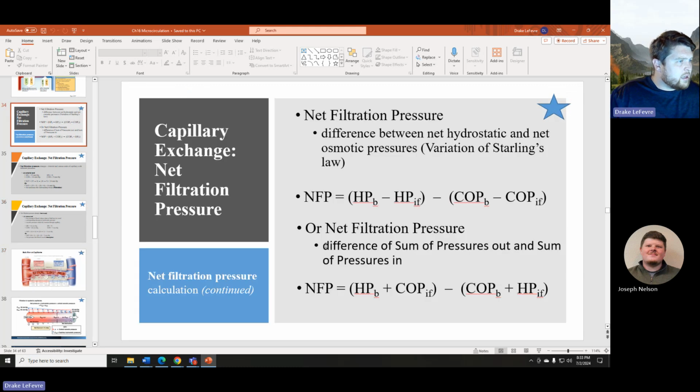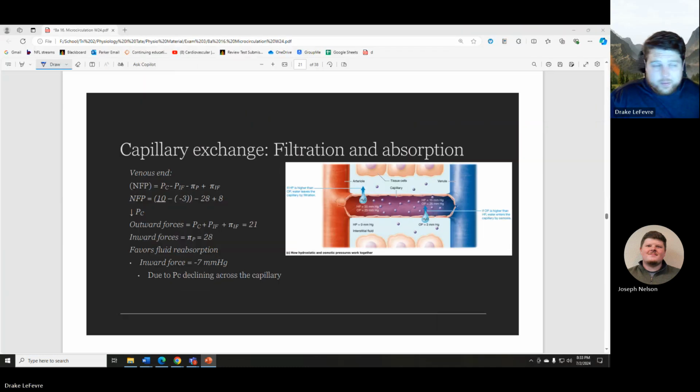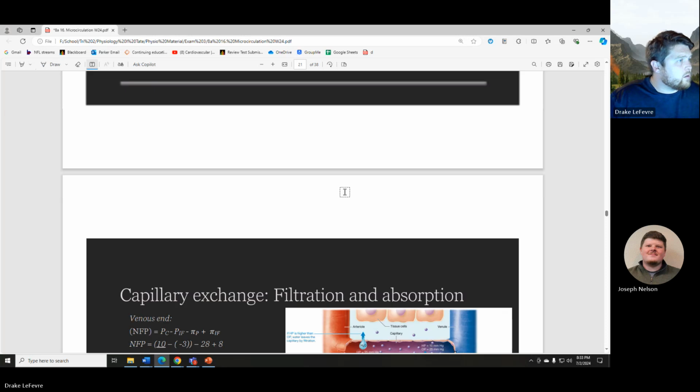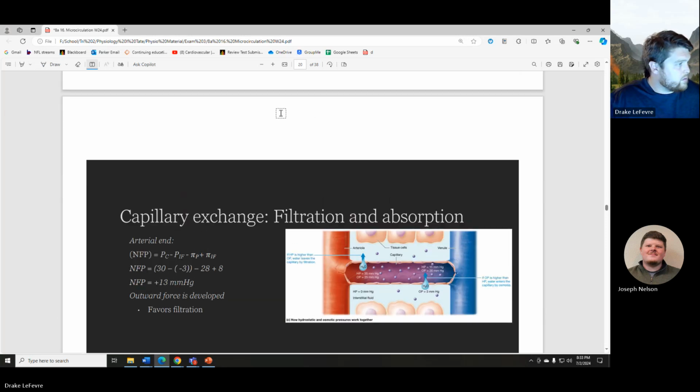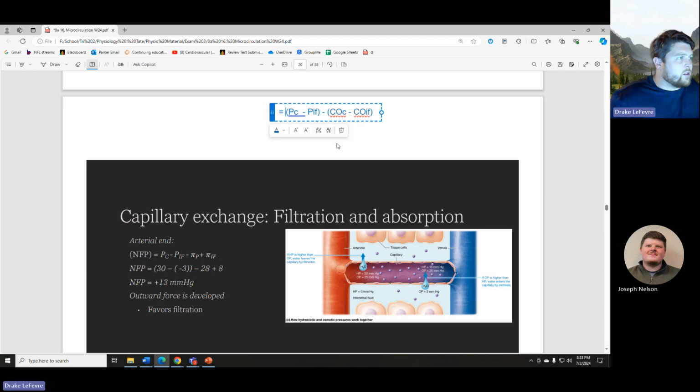Okay, so these are the equations. Let me convert this to: the hydrostatic pressure in the capillary minus the hydrostatic pressure of the interstitial fluid, minus the colloid osmotic pressure of the capillary, minus the colloid osmotic pressure of the interstitial fluid. This is one of the ways that I learned the equation.